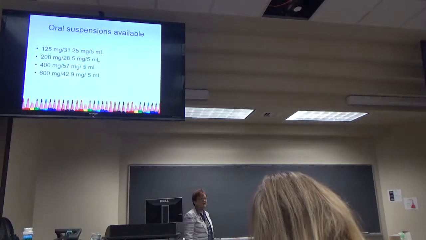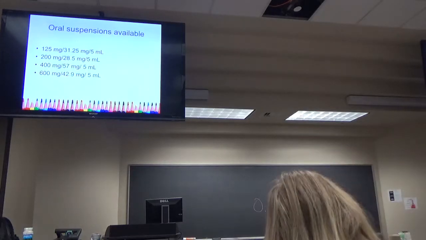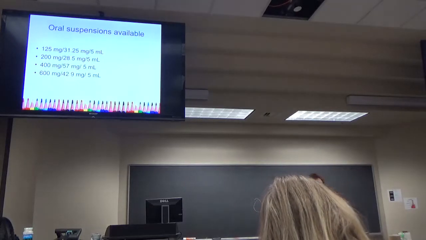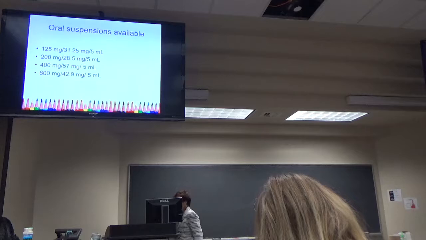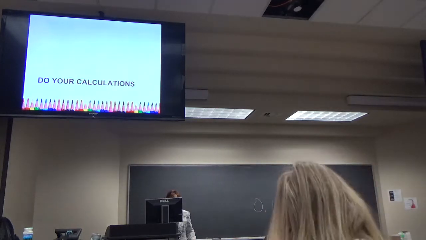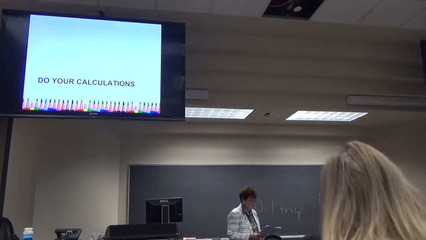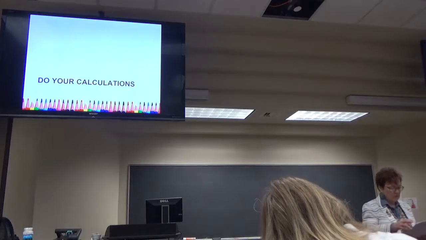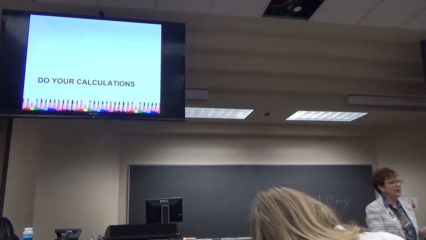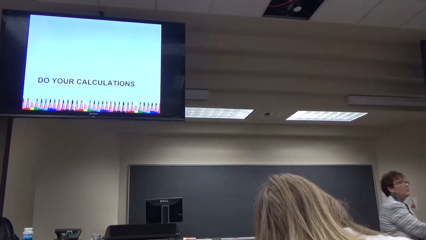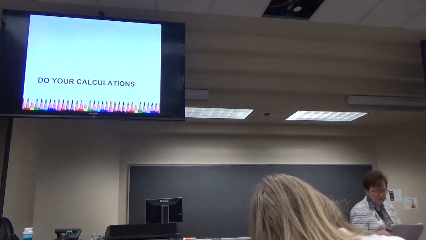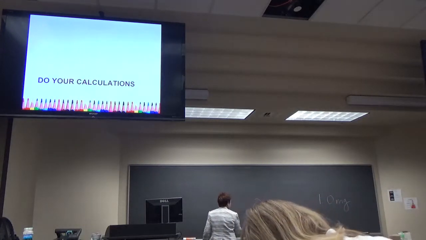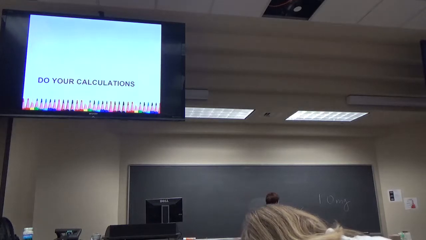So, there are other suspensions available as well. I think I put them all down there. So the 125, the 200, the 400, and the 600. All right? So you've got all that information in your handout. So I want you to calculate that. How would you write that order? Calculate it and write out how much you would need to give the person for the length of time you decided. This one should be easy peasy for you guys.